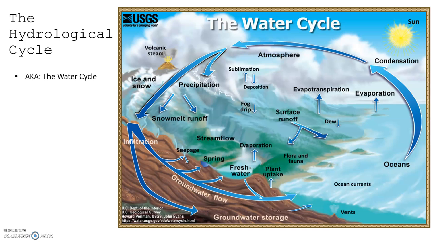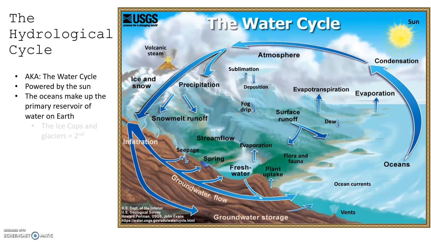And the last one is the water cycle. It's powered by the sun. The oceans make up the primary reservoir of water on Earth. That has the bulk of our water on Earth. The ice caps and the glaciers are second in terms of where most of our water is.